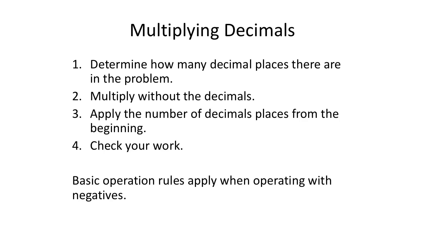But basic operation rules apply when operating with negatives. So, remember multiplication of negatives. If there are an even number of negatives, the answer is a positive. If there are an odd number of negatives with multiplication, then the answer is a negative. I think I said that right? Did I do both of them? Yeah. Okay.